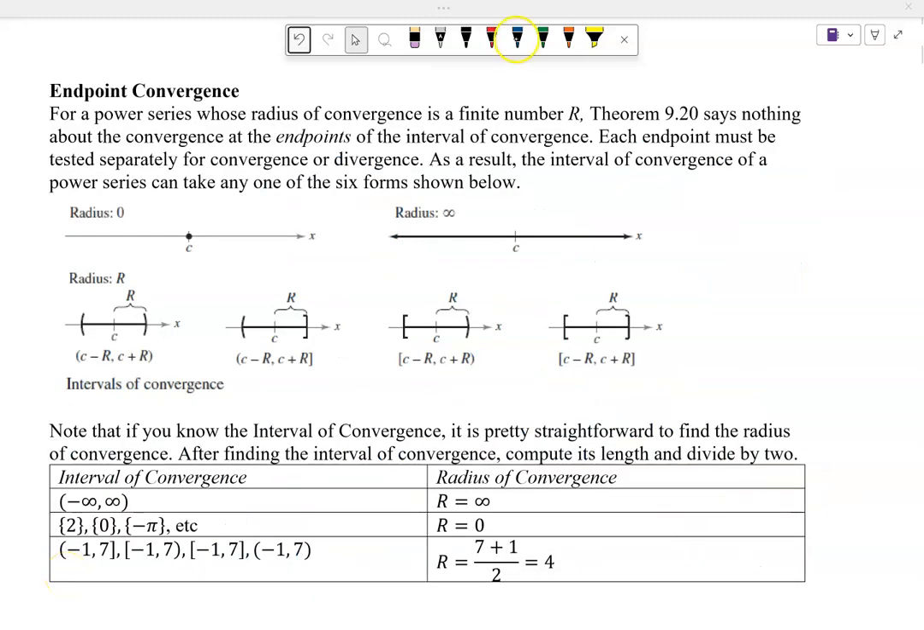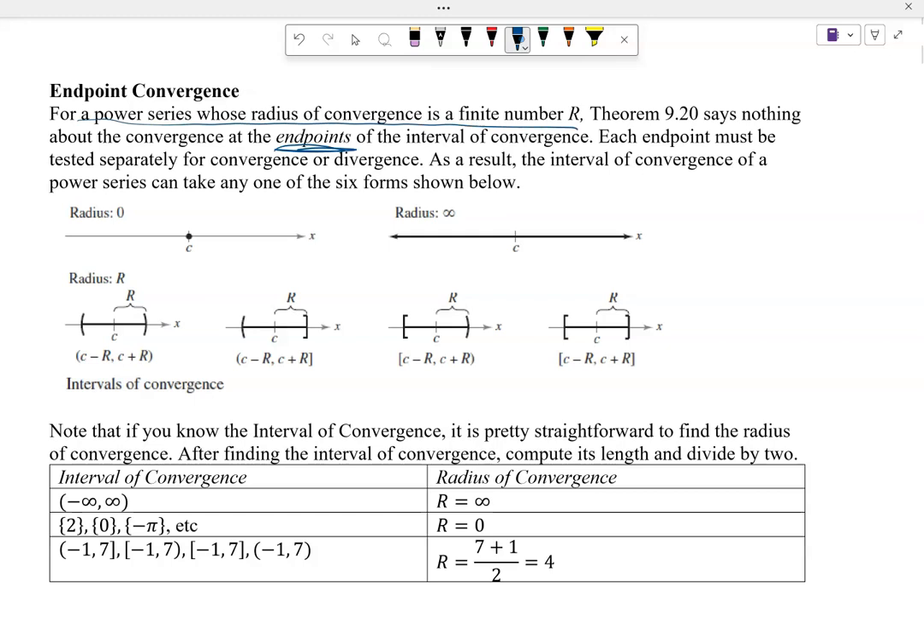Alright, so we've talked a little bit about these power series, but what we have not talked about is the endpoints. Okay, the endpoints. So we talked about this radius of convergence. So for a power series, radius of convergence is a finite number r. We still don't know about the endpoints, and so we have to test them.